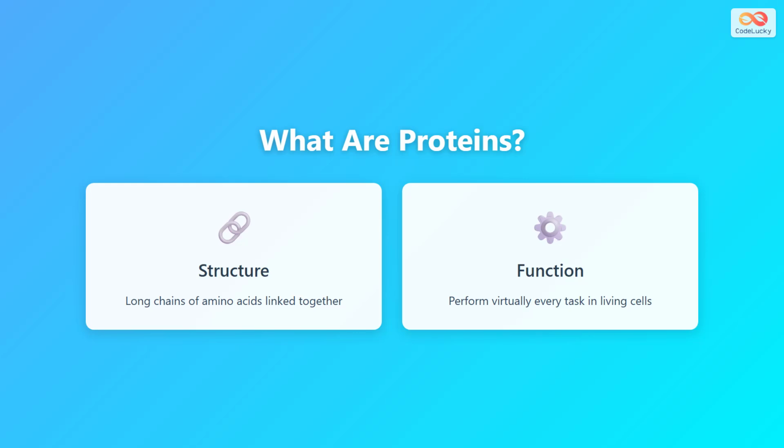In terms of structure, proteins are long chains made up of smaller units called amino acids that are linked together. Think of them like beads on a string, where each bead is an amino acid. As for their function, proteins perform virtually every task that needs to be done inside living cells. They are truly the molecular machines that make life possible.